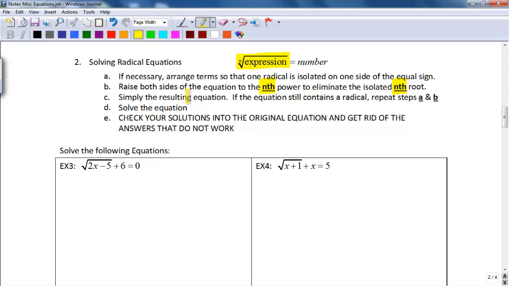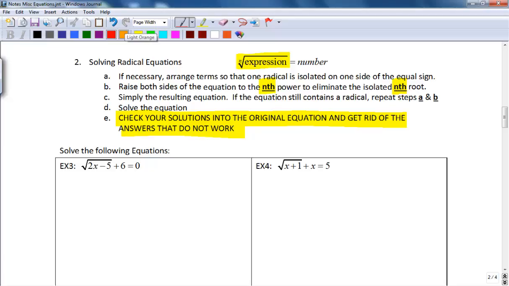After you've done that, you're going to simplify the resulting equation. If the equation still contains a radical, you're going to repeat steps A and B and do that again. If it doesn't, then you're just going to skip right to solving the equation. And the last portion, which is very important, is you have to check. You have to check your answers and make sure you get rid of any solution that doesn't work. So let's go ahead and get started by looking at example 3.